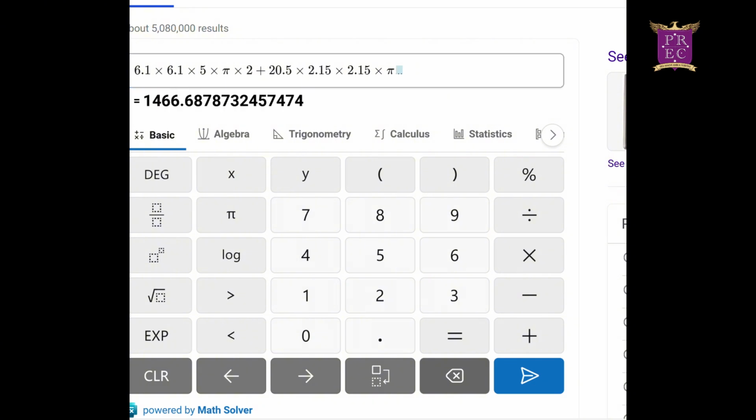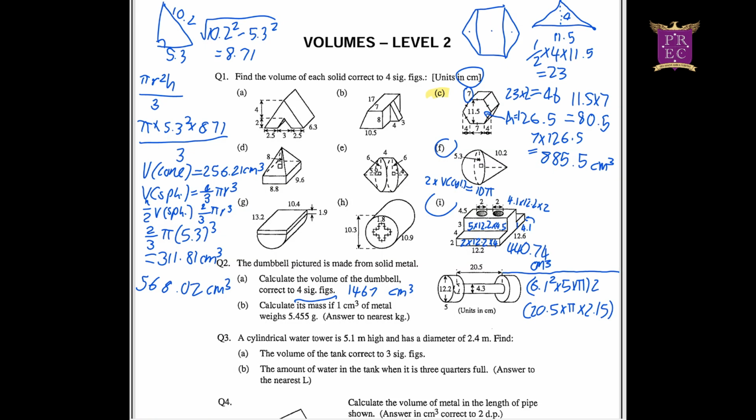So we'll just delete this. 1,467 times 5.455. We get 8,002.48. Let's have a look here. They're asking us to answer to the nearest kg. Okay, we have 8,002.48 grams, which is roughly 8 kilograms. So that's the answer, 8 kilograms.